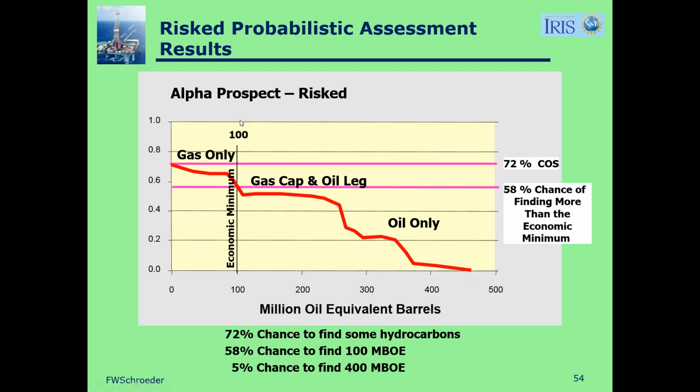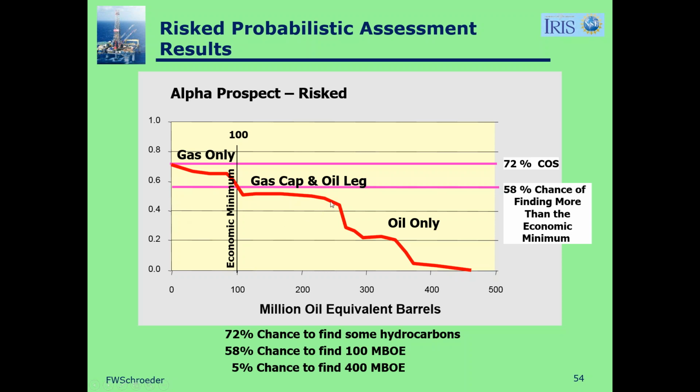Our economic minimum is 100 million barrels. With the risking, rescaling it to 72% for 0, we now have about a 58% chance of finding the economic minimum or not. So that's the type of analysis. Those are the types of numbers that managers are interested in.